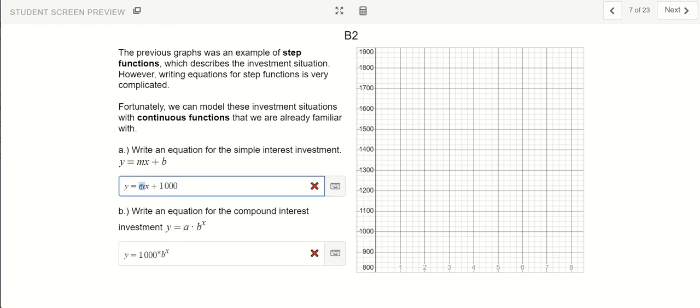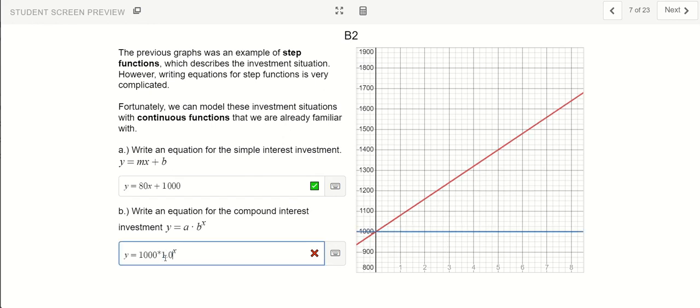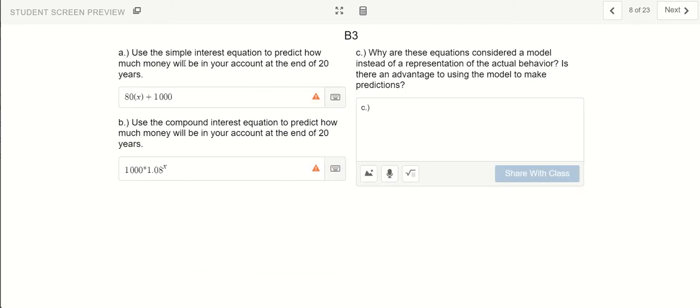All right, and for the first one, we're adding 80 each time. So this is our continuous graph. And here we're multiplying by an extra 8%, so times 1.08. What's nice about these models is that we can use them to make predictions. For example, in 20 years, replace x with 20. The first account will give me $2,600 in 20 years, but this next account will earn me $4,600.